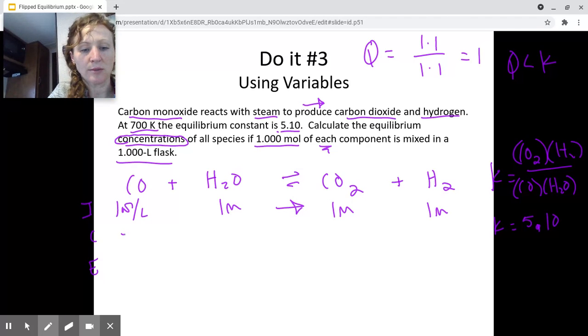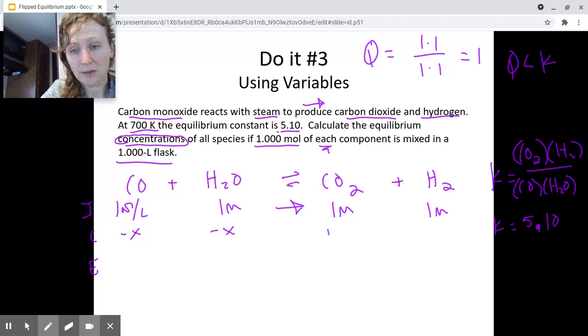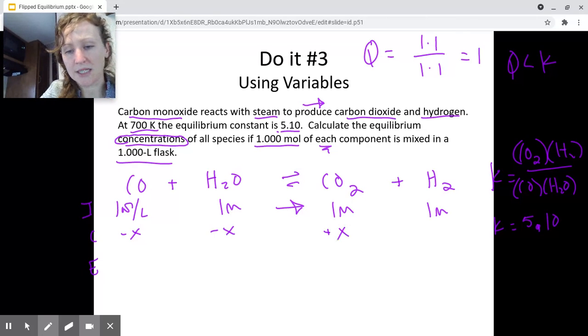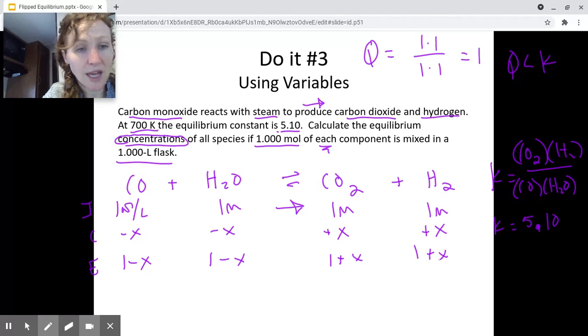So that means I'm going to use reactants and gain products, and I don't know how much, so I'm going to use a variable. 1 minus x, 1 minus x, 1 plus x, 1 plus x. Okay, so now I'm going to use my K equation and figure out what these x's are to figure out an actual amount at equilibrium.